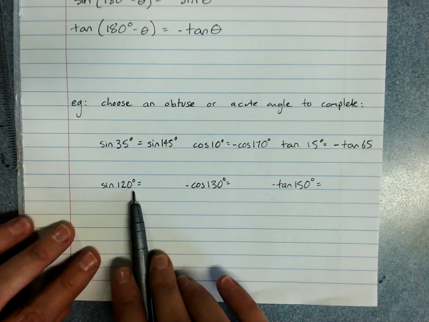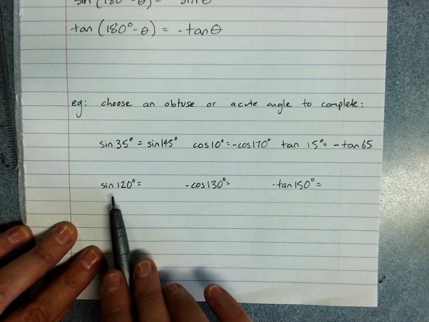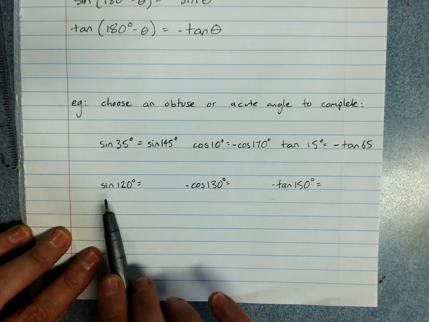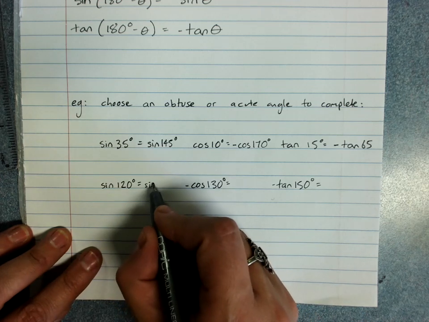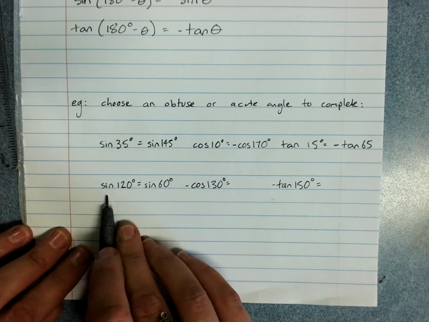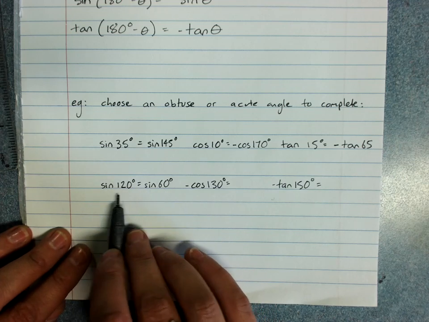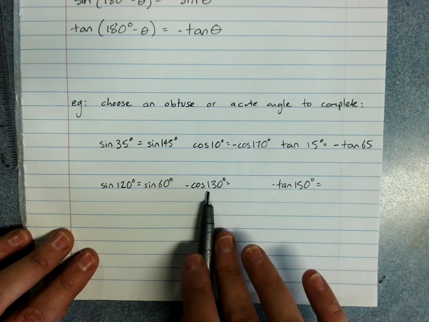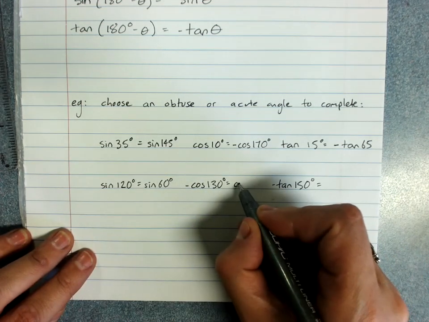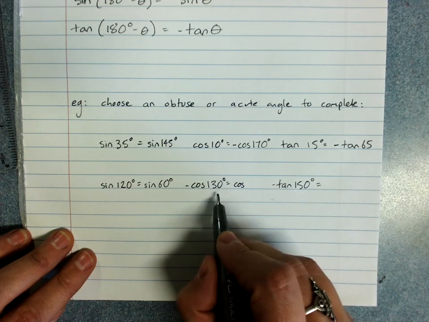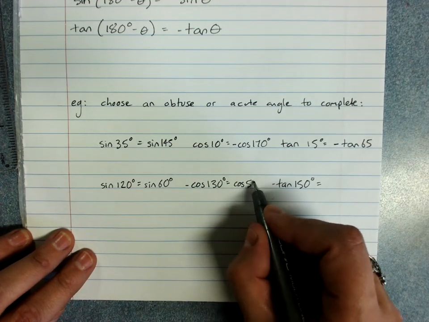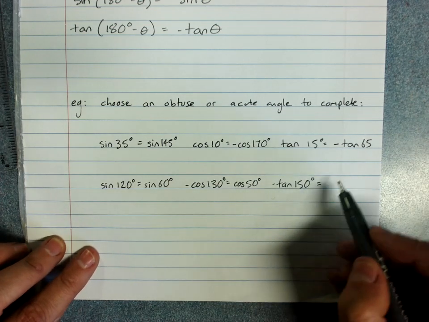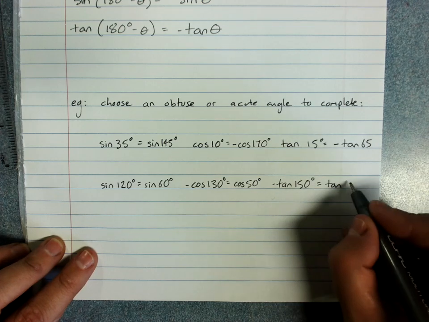If I've got an obtuse angle, 180 minus that angle would give me 60, and sine will be the same. Sine of 60 and sine of 120 will be the same, no negatives involved. Negative cos 130 will be the same as positive cos of its supplement, 180 minus 130, 50 degrees. Negative tan 150 degrees will be the same as positive tan of its supplement.